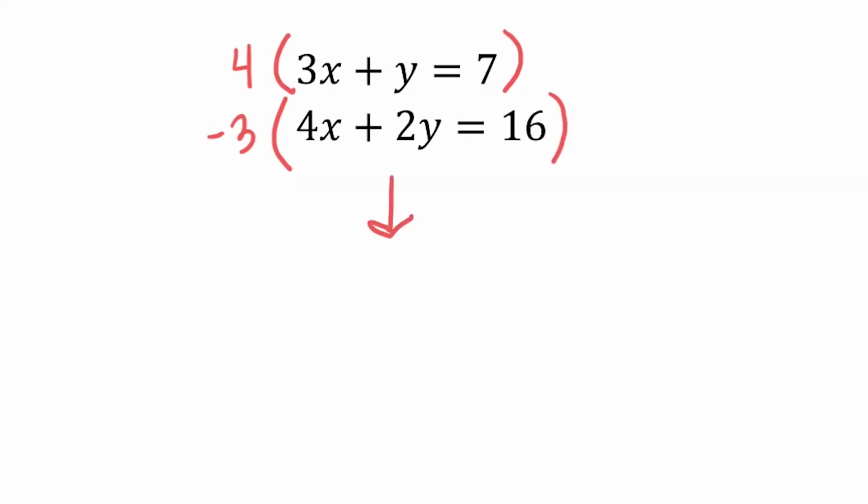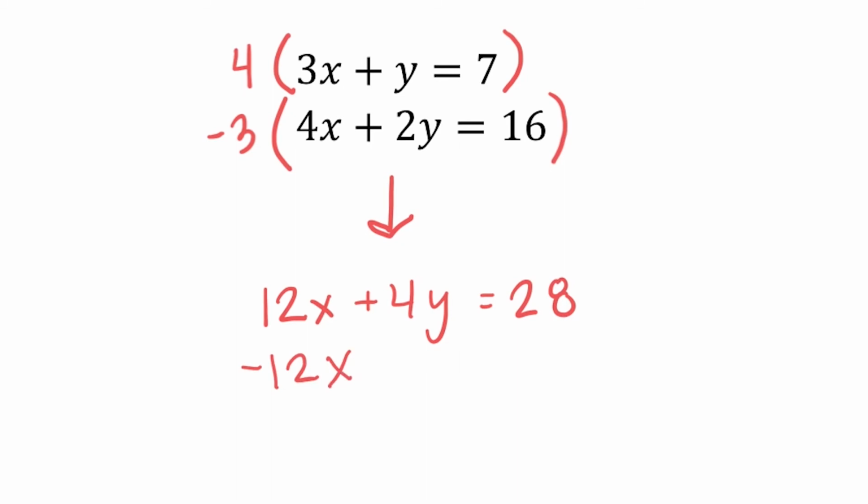If I do that multiplication, on top that's 12x plus 4y equals 28. Remember, we need to multiply both sides of the equation by 4. The second equation will become -12x minus 6y equals -3 times 16 is -48.